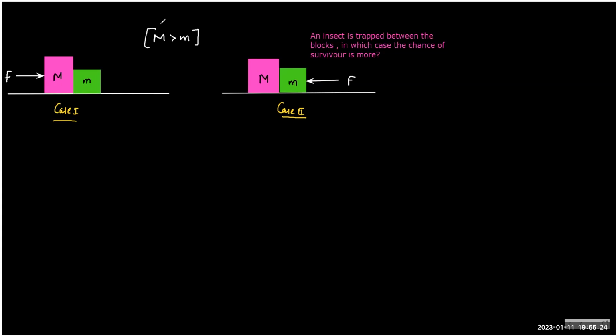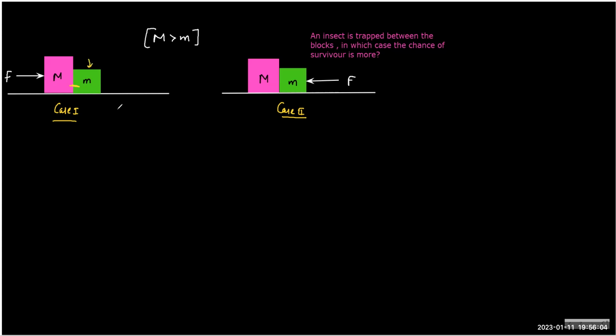So what's your answer? Which case? So case 1, because the normal force applied from the small m onto M is lesser than in case 2. Correct. So in case one, the normal developed between these two will push the small block alone. So m is only pushed by the normal, right?